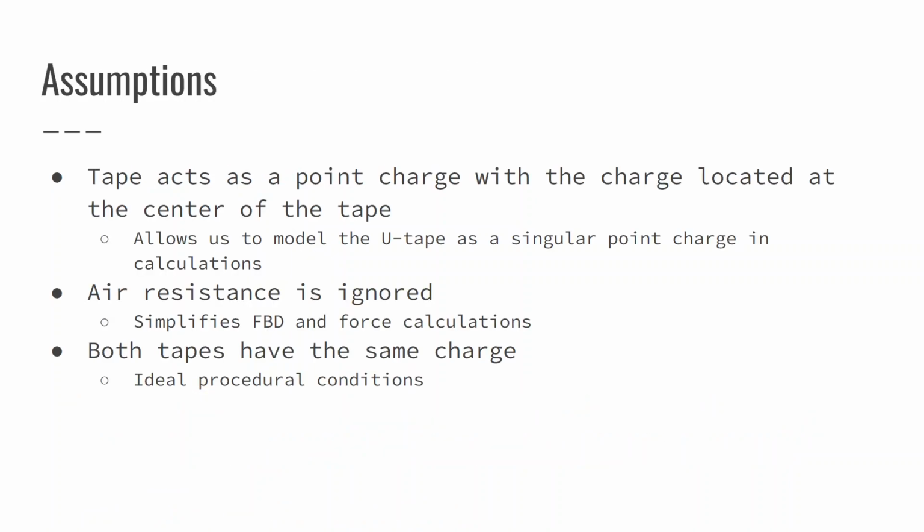Now, in order to calculate in the lab, we must first make some assumptions. The first being that the tape acts as a point charge with the center of charge located at the center of the tape, which will allow us to model the U-tape as a single point charge in our coding calculations. Second, we must ignore air resistance, which will simplify our free body diagram and force calculations. And finally, we must assume that both charges have the same charge, which will result in ideal procedural conditions and simplify our calculations once more.